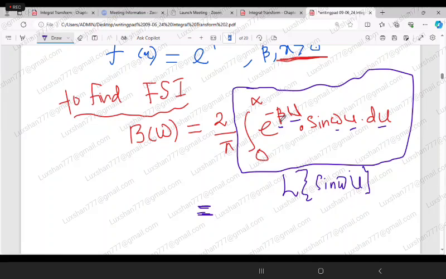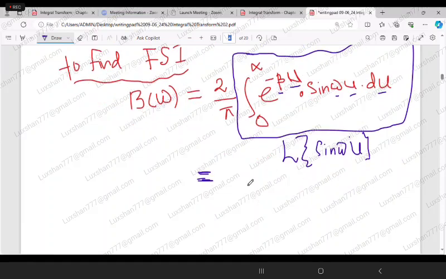In the place of s, you have beta. In the place of t, you have u. In the place of a, you have omega. Therefore, this is what actually 2 over pi times the Laplace transform of sine omega u.